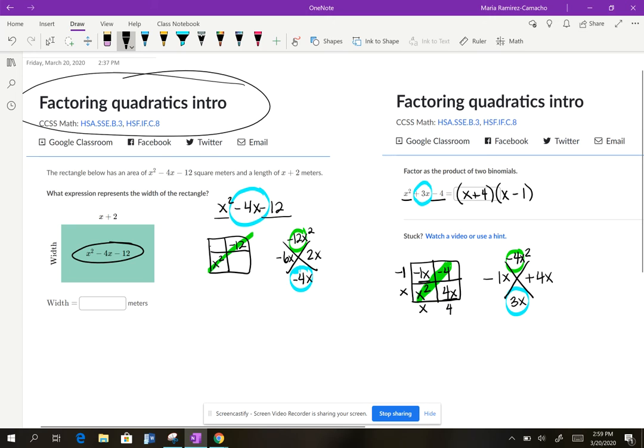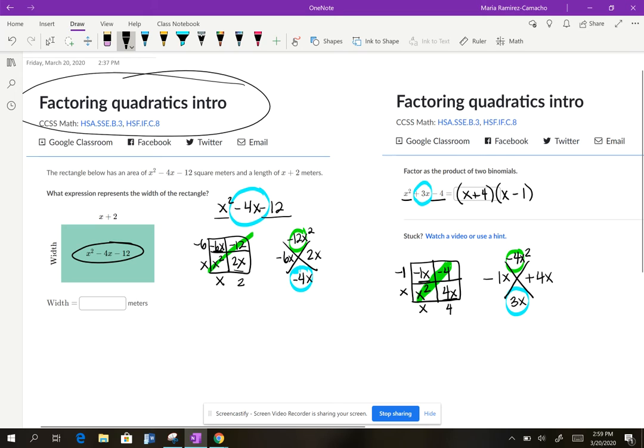Put these in the missing spaces of the generic rectangle. And now let's find the length and the width. X times x is x squared. X times -6 is -6x. And then x times 2 is 2x.